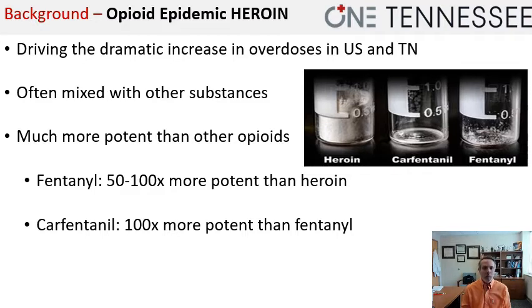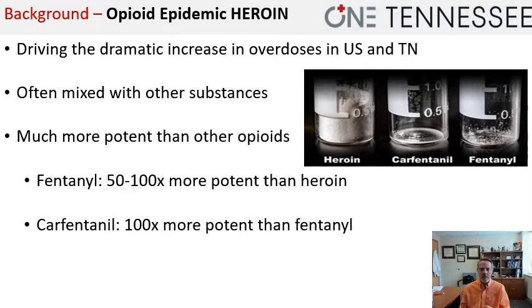And while heroin is a major player, what's really driving our overdose death rate is the addition of ultra-potent opioids like fentanyl into heroin products. So you can see there on the right, there's heroin, carfentanil, and fentanyl. Those relative amounts in those vials are a lethal dose for an opioid naive person, so someone who doesn't use opioids and hasn't developed any kind of tolerance to opioid products.